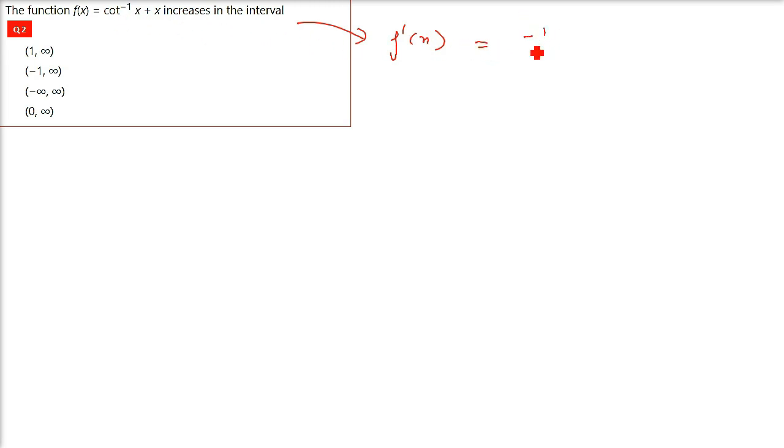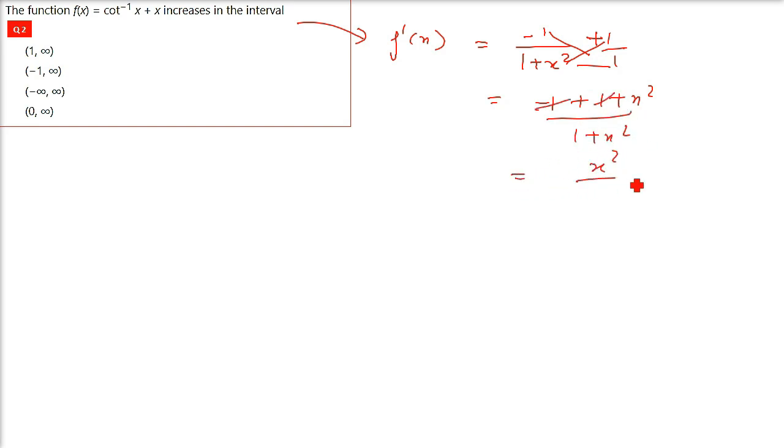The differentiation of cot inverse x is minus 1 by 1 plus x square. That is the differentiation. X is 1. This is 1. Now let us take the LCM to make it more simplified. Multiply cross, and multiply the denominators and just write it in the denominator. 1 gets cancelled. You have x square by 1 plus x square. This I hope you'll be able to do by yourself also.